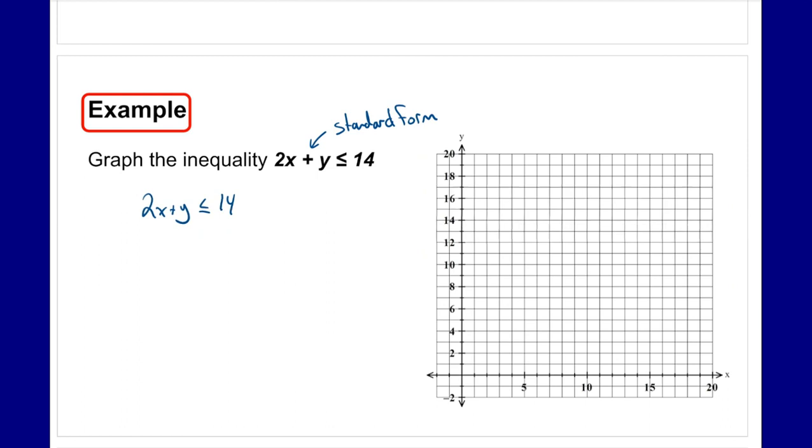I'm going to bring the 2x over. So I get y is less than or equal to negative 2x plus 14. I now have my m value, which is negative 2. I have my b value, which is 14. And now I can graph it. So the first thing I'm going to do is graph it as if this was just an equation of a line. So I'm at 14. That's my starting point. My multiplier or my slope tells me that I go down 2 and over 1.